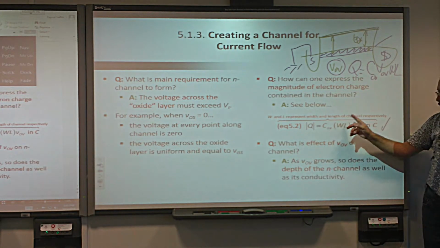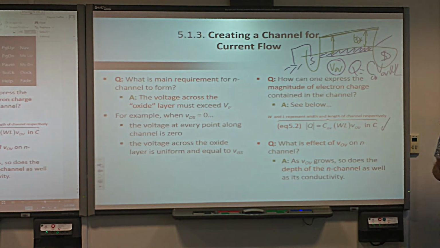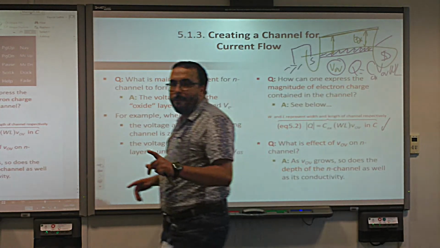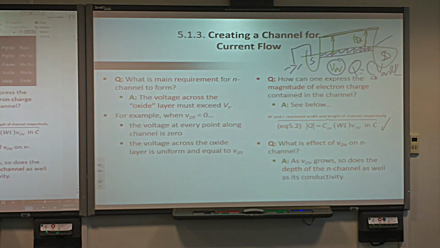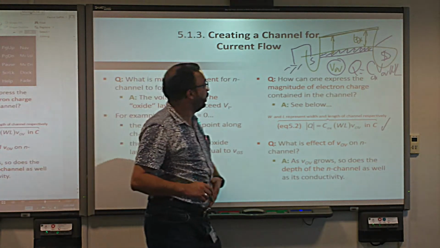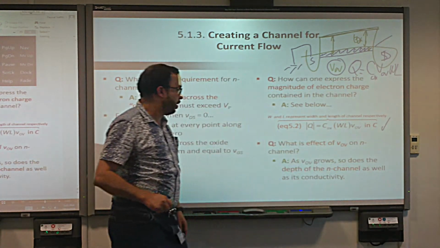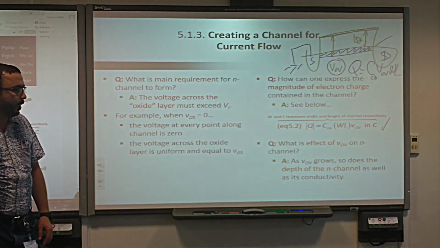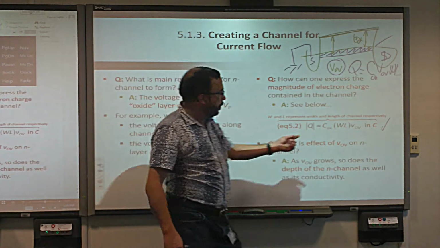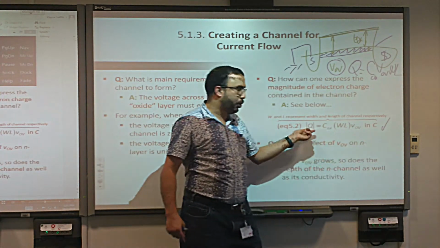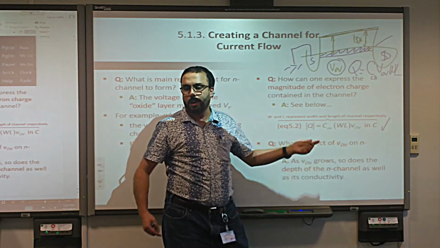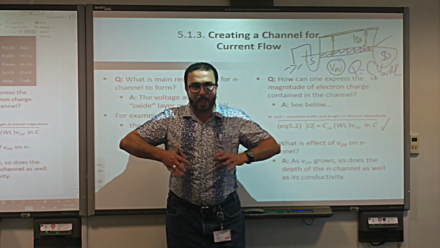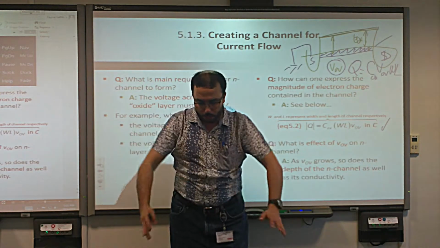See? Cox, W, L, the overdrive. Bingo. This is the charge when VDS is not too big. When VDS is small but positive, we have this charge. So, if the overdrive increases, the charge will increase. Yes or no? Yeah. Because if the overdrive increases, that means the electric field will increase, so I'll collect more electrons.